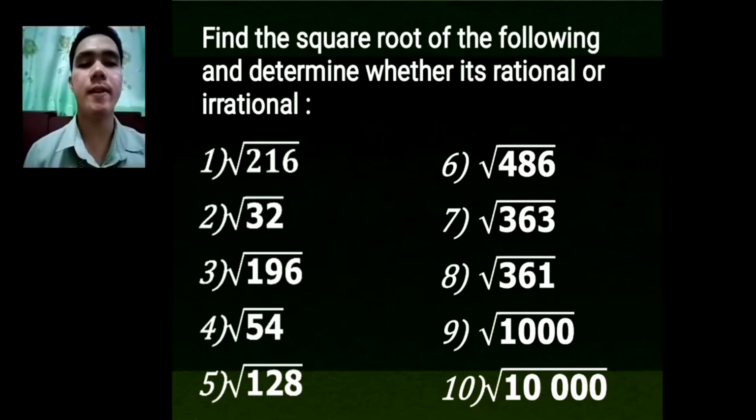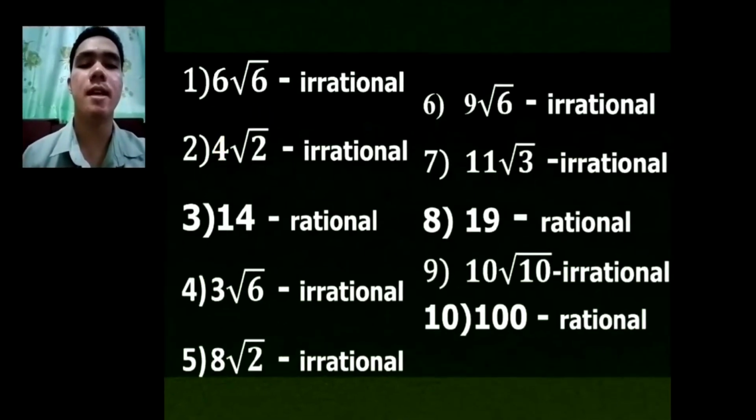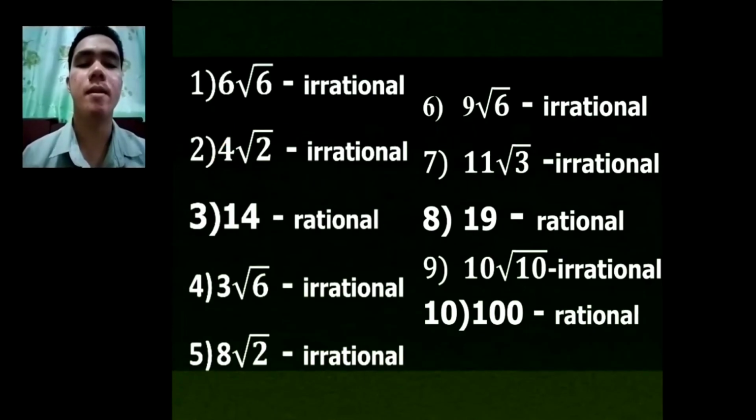Now I will reveal the correct answers. Number 1, 6 square root of 16, that is irrational. Then number 2, 4 square root of 2, irrational because that is not a square of a number. So 14 is rational. 3 square root of 6 is irrational. 8 square root of 2 is irrational. 9 square root of 6 is irrational. 11 square root of 3 is irrational. 19 is rational. 10 square root of 10 is irrational.